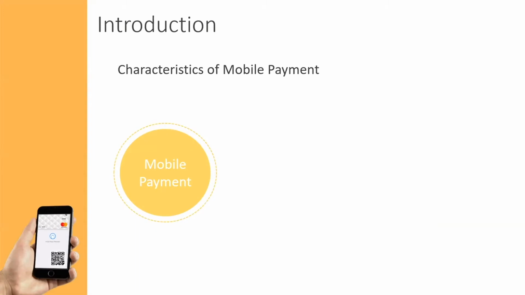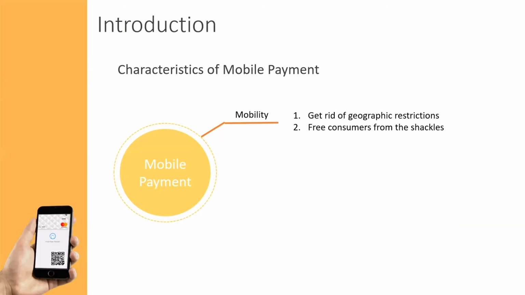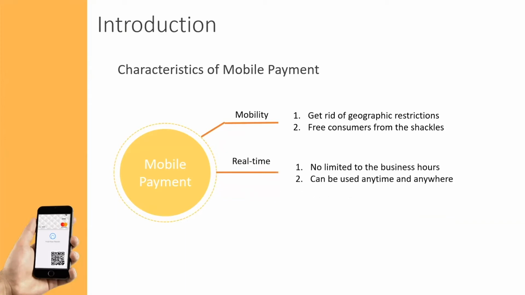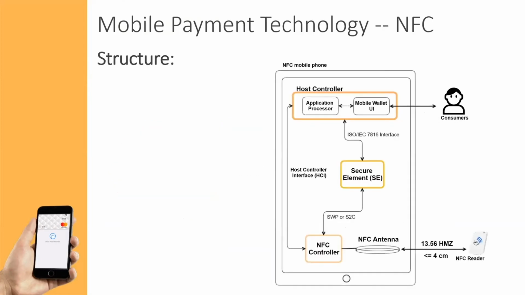From the last slide, we can say there are several characteristics of mobile payment. First of all is mobility. Mobility actually gets rid of geographic restrictions and frees consumers from the shackles. And then it is real time. Real time means it's not limited to business hours and can be used anytime and anywhere. And finally, accuracy is the most important thing because we need to make sure that we pay with the accurate amount of money.